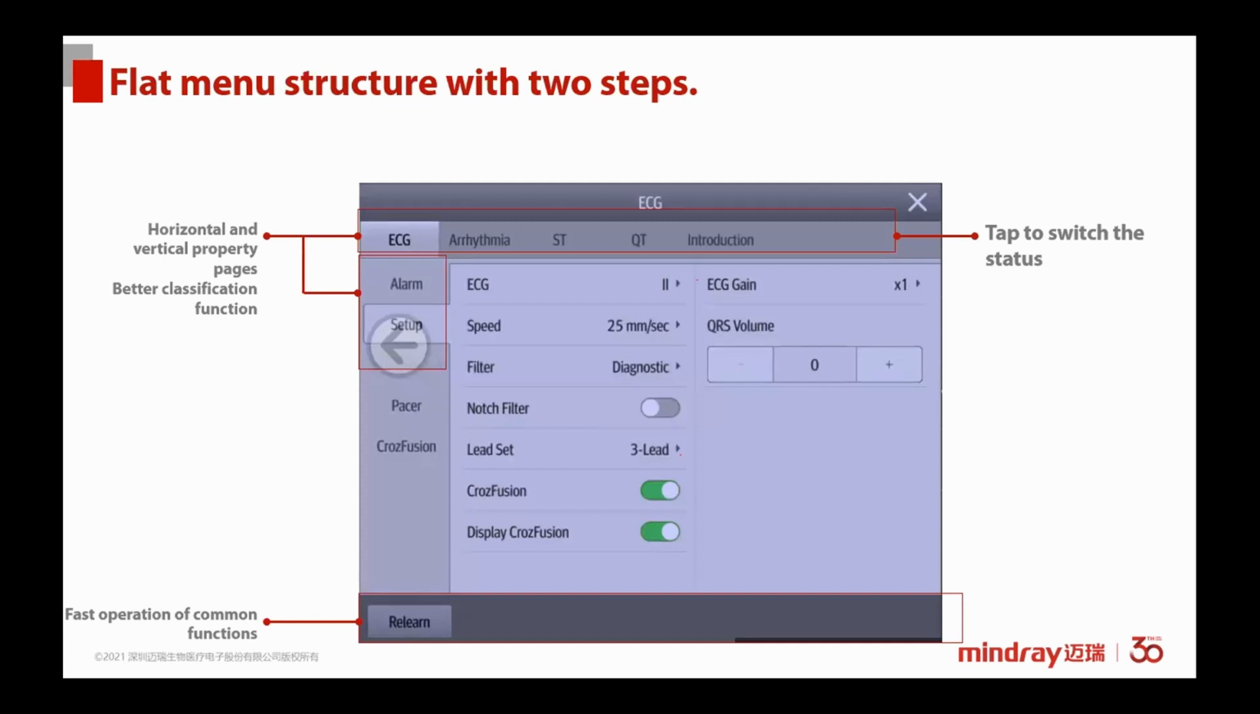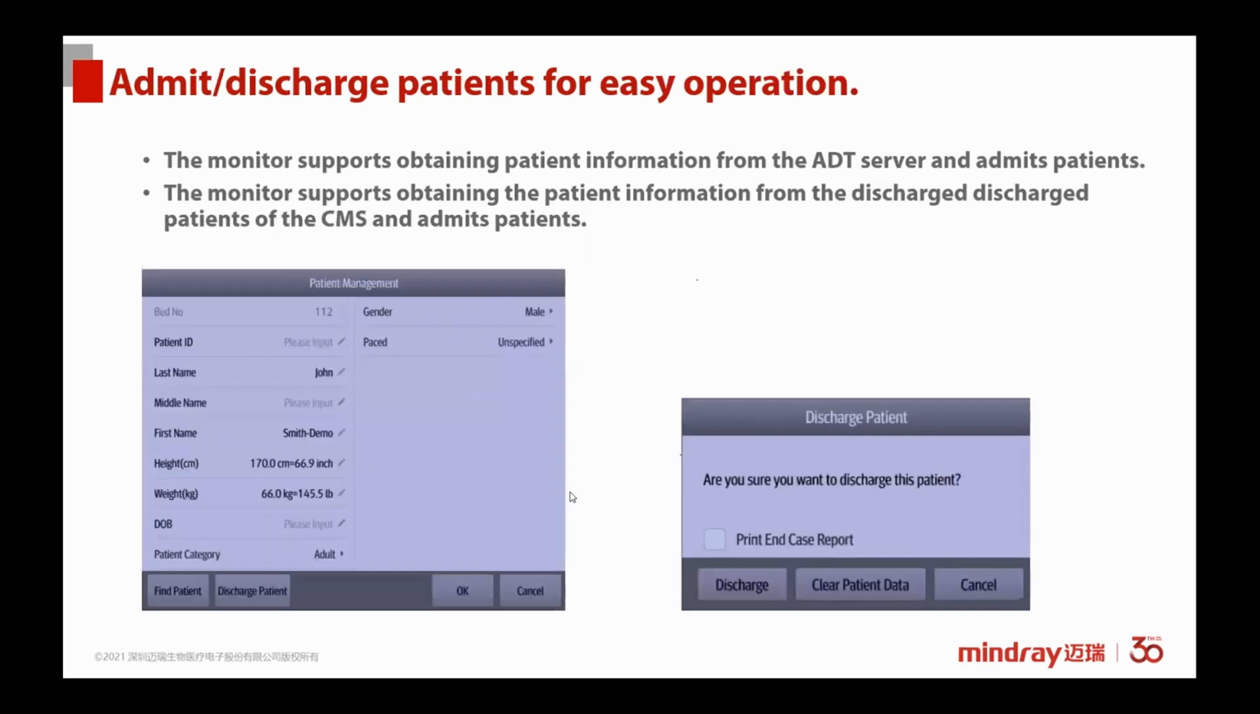The operation menu and the screen of our product are flat, and 90% of the operation can be completed in 2 steps. We can take this ECG setup menu as an example. We can click the ECG parameter area directly to pop up this setup menu. The left column is the classified setup page, and the upper row is the property page for switching between different parameters. The quick arrival display of the horizontal and vertical classification is user-friendly, one click. Here you can see that we have the fast operation of the common function.